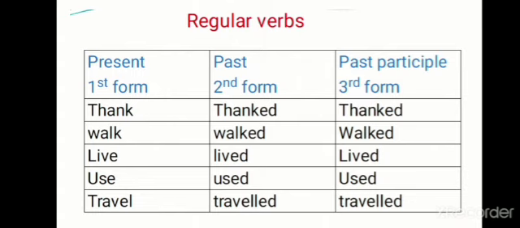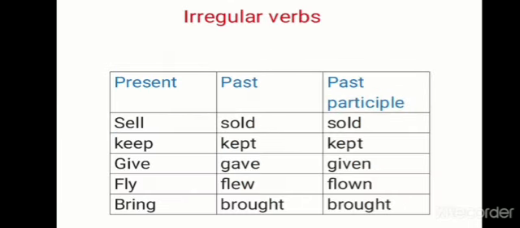Examples of regular verbs in three forms: thank, thanked, thanked, walk, walked, walked, live, lived, lived, use, used, used, travel, travelled, travelled. Now, examples of irregular verbs in three forms are sell, sold, sold, keep, kept, kept, give, gave, given, fly, flew, flown, bring, brought, brought.